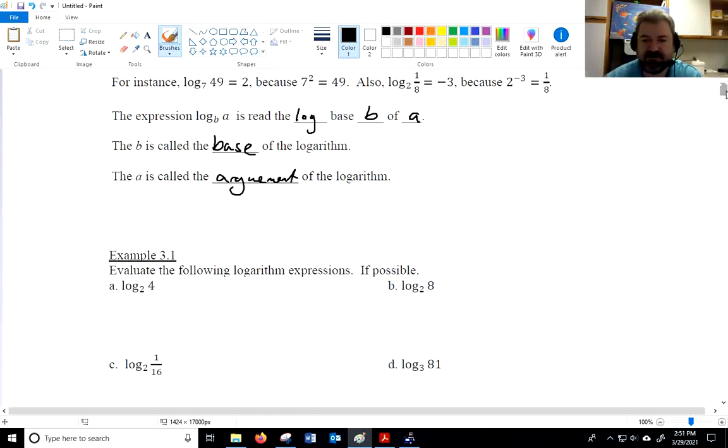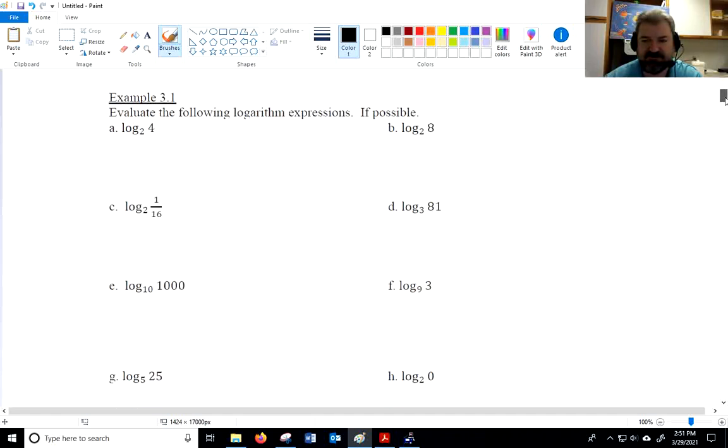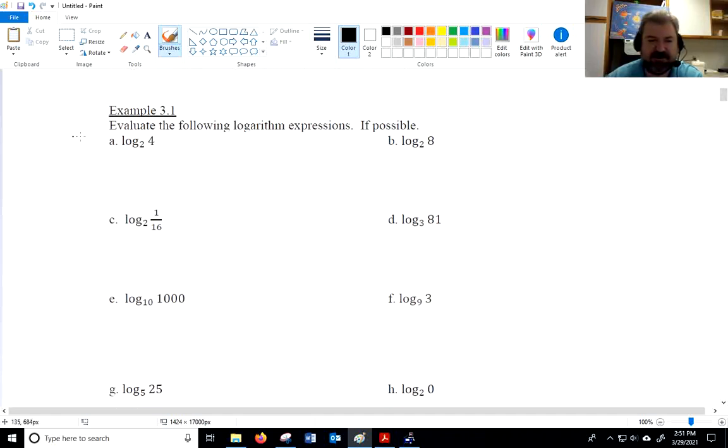Evaluate the following logarithm expressions if possible. All right, so let's practice evaluating. Log base 2 of 4. So what you want to think about in your head is 2 to what power would give me 4? Well, 2 to the second power is 4, so that's 2. Then think 2 to what power gives me 8? 2 to the third power is equal to 8.